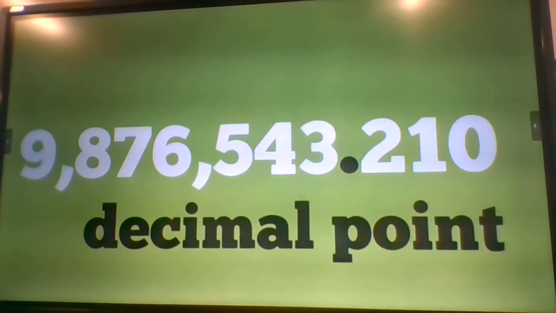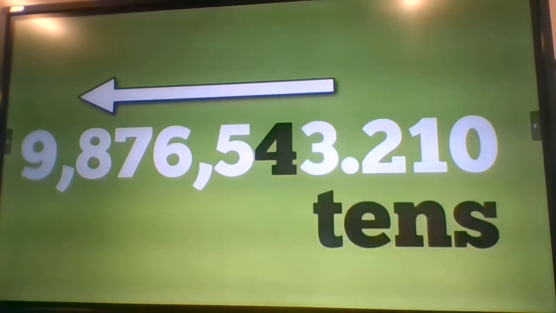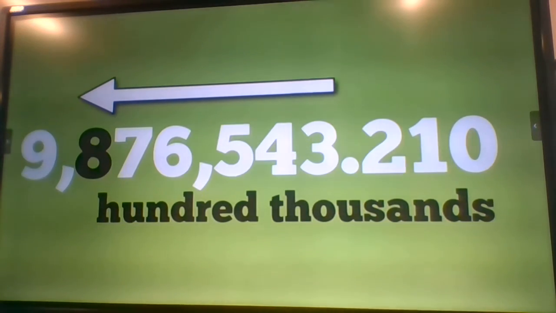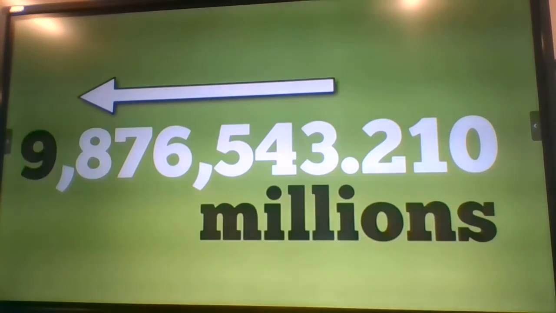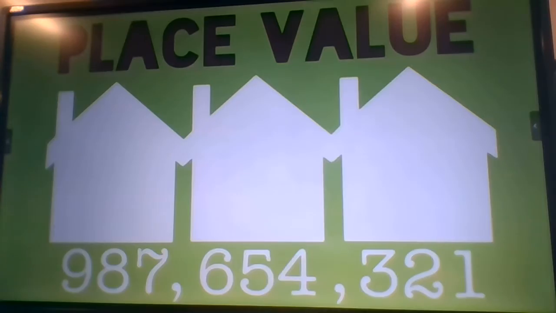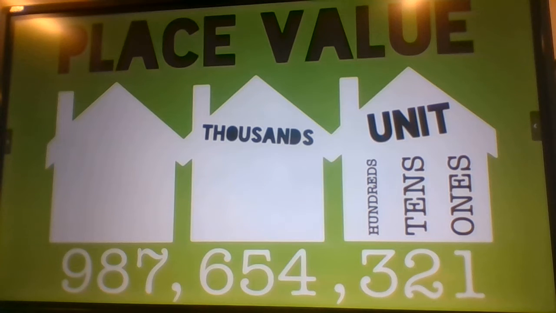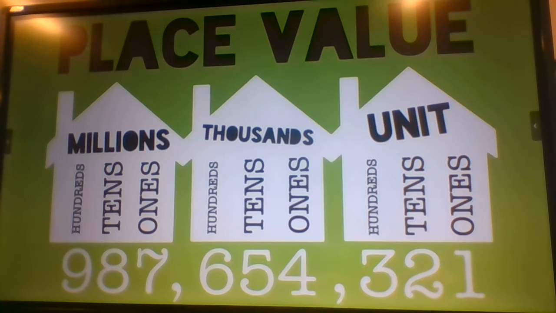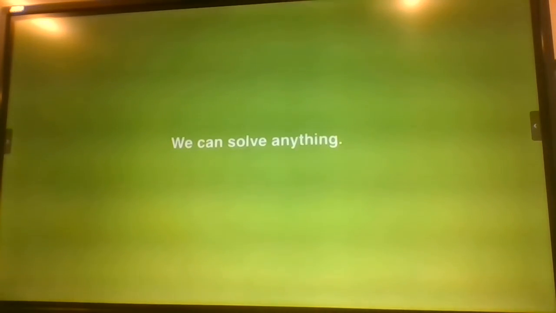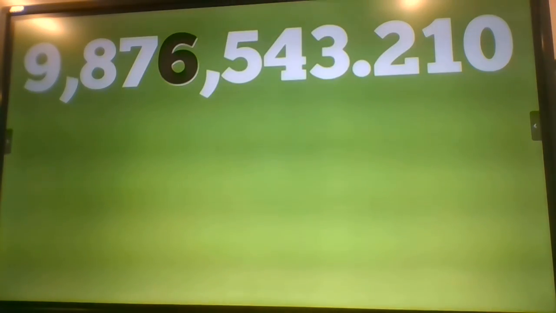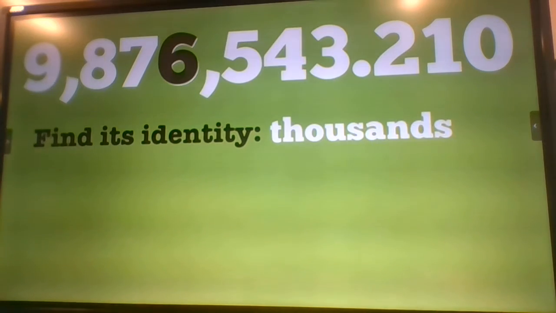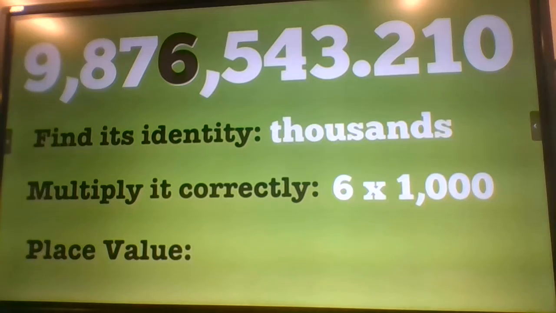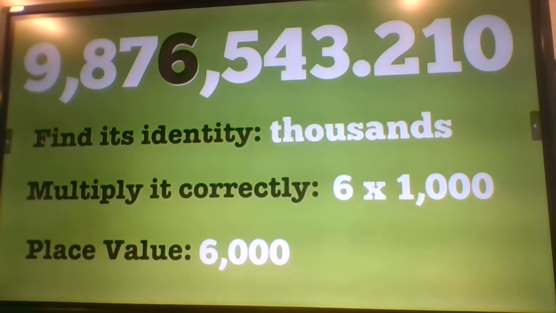Start from the decimal and you move to the left. You got the ones and tens, then the hundreds, thousands, ten thousands, and hundred thousands, and finally we are at millions. You gotta know your place value. Don't you know what to do? You gotta know your place value. We can solve anything. You must find its identity. Multiply it correctly. You'll see you found a place value.